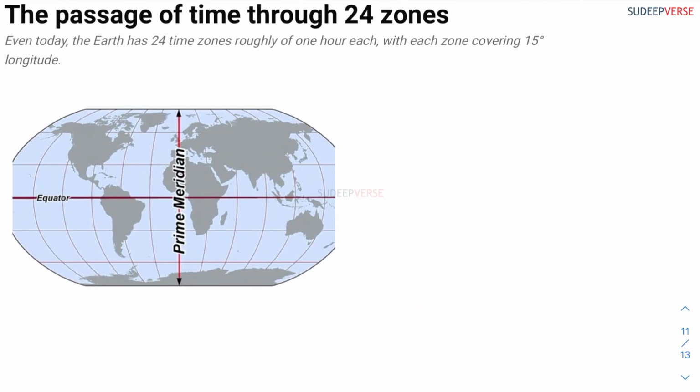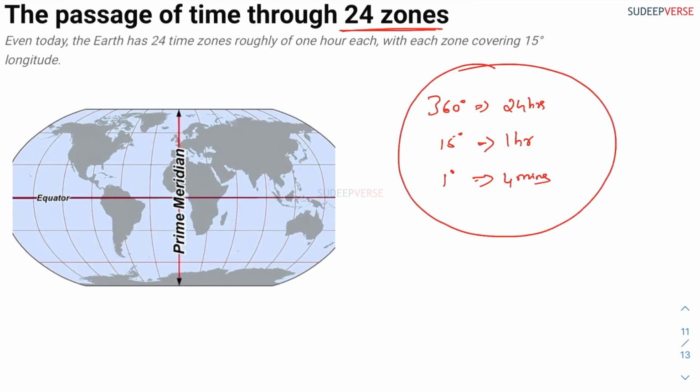The next issue is a very good article that gives you the basics of how time is calculated: the passage of time through 24 zones. Basically, the Earth will rotate 360 degrees in 24 hours. So in 1 hour the Earth will rotate 15 degrees, and 1 degree will take 4 minutes. So this is how the time is calculated. Again I'll repeat, the Earth completes one rotation in 24 hours, so in 1 hour the Earth will cover 15 degrees.